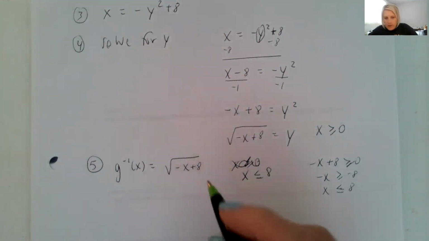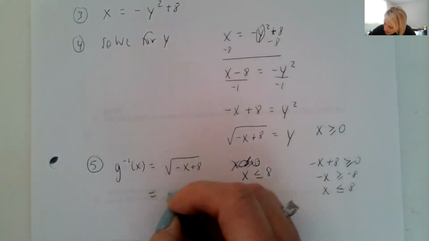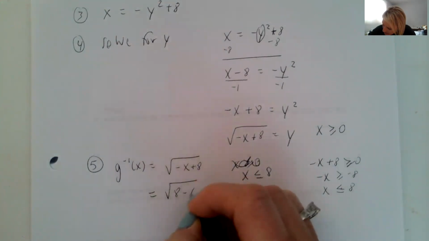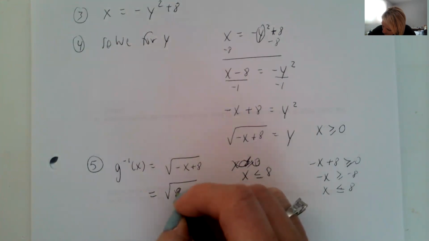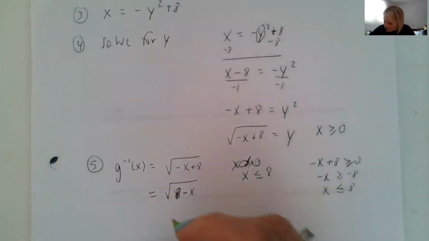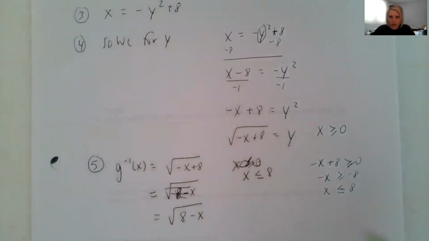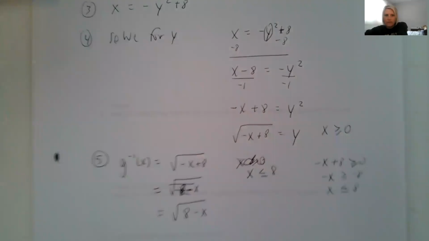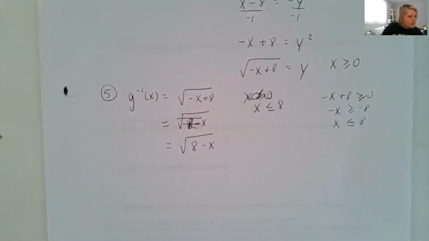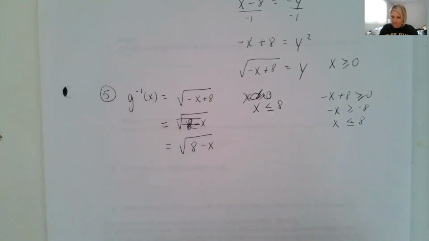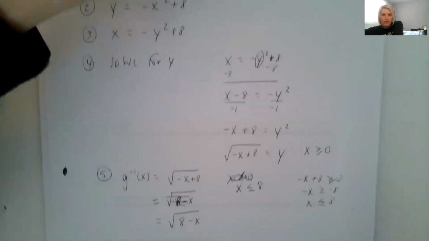And you'll see if you check this in the back of the book, they like to write theirs as the square root of 8 minus x. You can't read that because of my handwriting, 8 minus x. So either of those would suffice. Let's do a couple more. That was 41. Let's do 45.